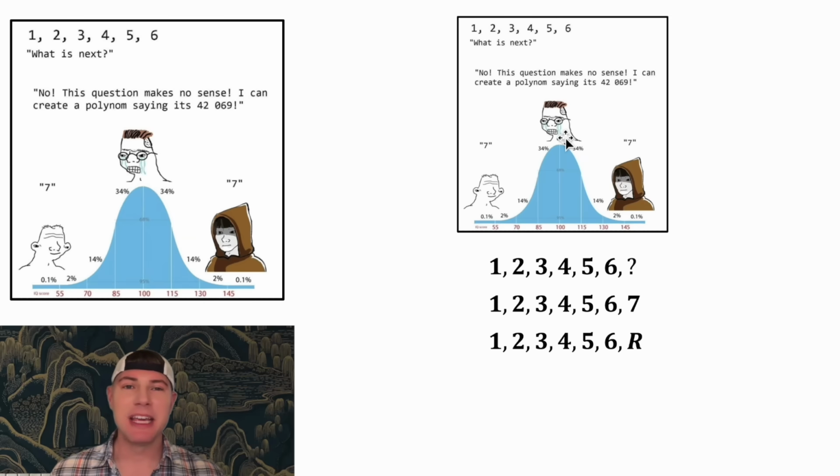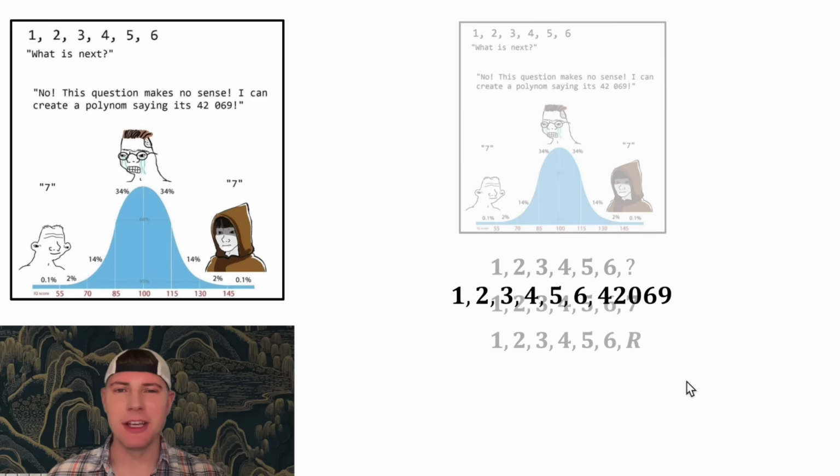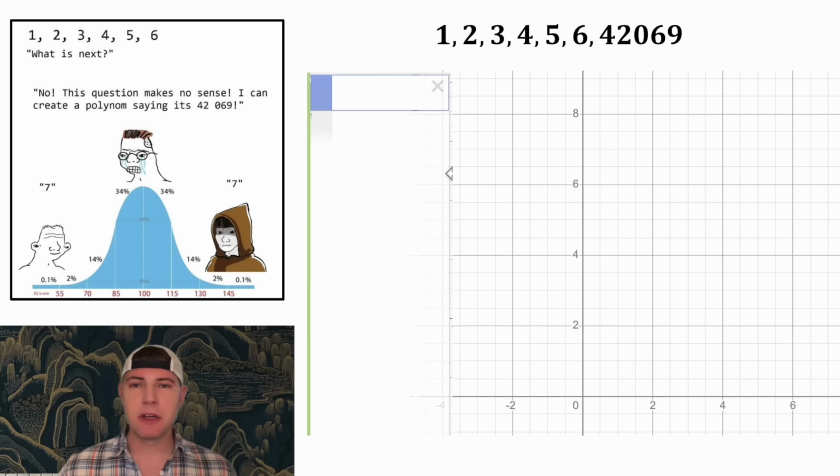And this guy's saying it can be anything. He's given the example that he can make it 42,069. You want to see the math behind how he can make this 42,069? If you want to try it on your own, pause it right now because I'm going to do it in 3, 2, 1.